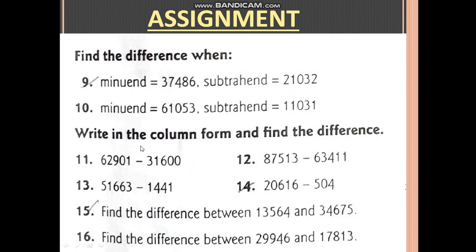In questions number 11, 12, 13, 14, the question is given: write in columns and find the difference. So the first one is your minuend and the second number is your subtrahend. Arrange the numbers in columns and then find the difference. In questions number 15 and 16, as I have explained in example 2, it is not given which one is the minuend and which one is the subtrahend. So you have to compare the numbers.